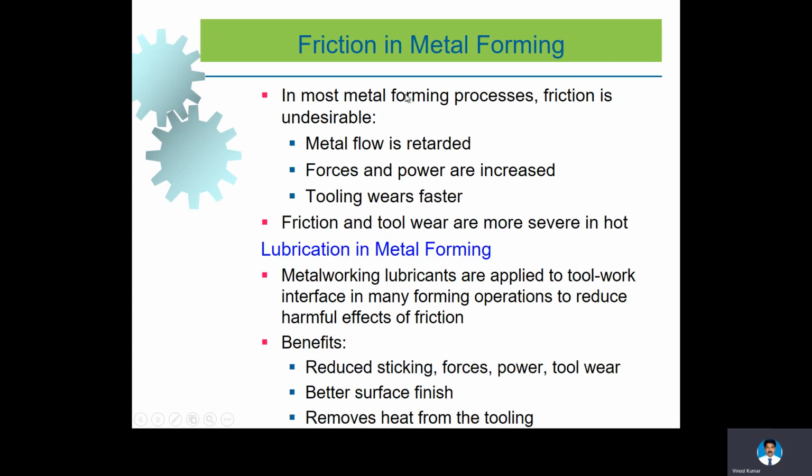Now, friction in metal forming. In most metal forming processes, friction is undesirable as friction retards the flow. Metal flow is retarded, forces and power are increased due to friction, and wear of the tool will be more. Friction and tool wear are more severe in hot conditions in comparison with cold conditions. Lubrication is required to reduce friction. Metalworking lubricants are applied at the tool-work interface in many forming operations to reduce the harmful effects of friction. Benefits of lubrication are reduced sticking, forces, power and tool wear, better finishing, and removing heat from the tooling.